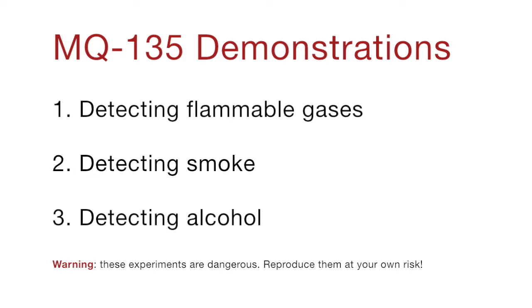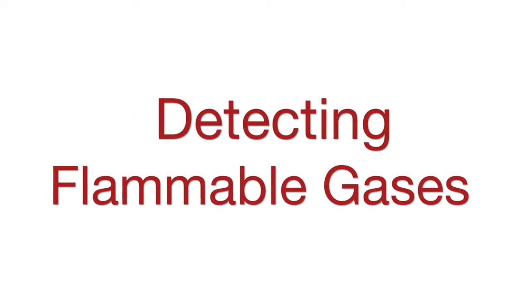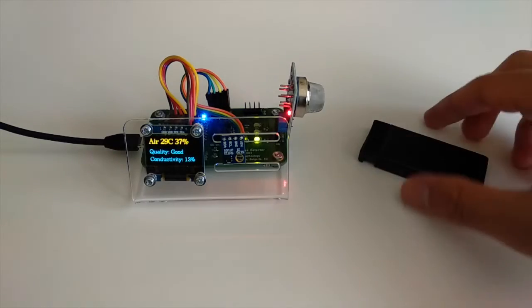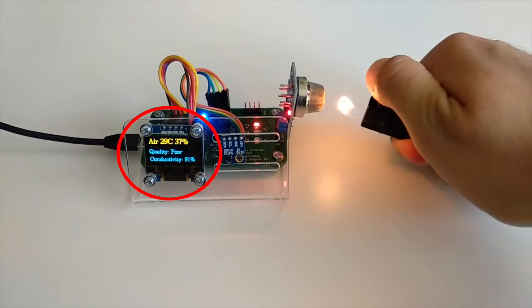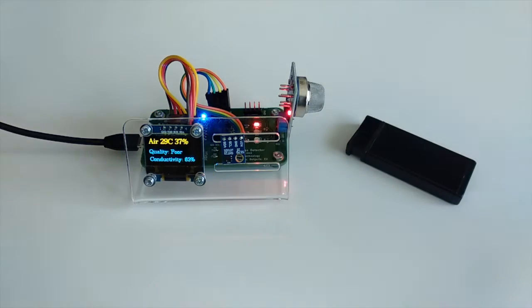These demonstrations are dangerous. If you decide to reproduce them, you are doing it at your own risk. I'm using a lighter which is pointed right in front of MQ-135. As soon as I turn it on, the conductivity on the sensor rapidly increases. You can see this on the mini OLED display attached to ANAVI Gas Detector. It is very important to note that in this use case, MQ-135 is reacting not to the fire, but to the flammable gas coming out of the lighter. Over time, as soon as I turn off the lighter, the air gets better and the conductivity decreases.